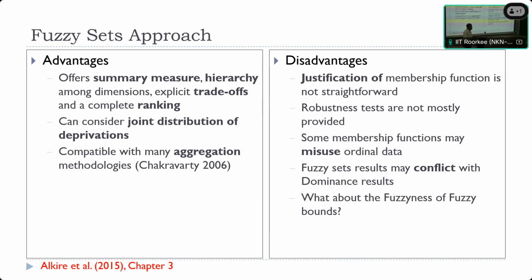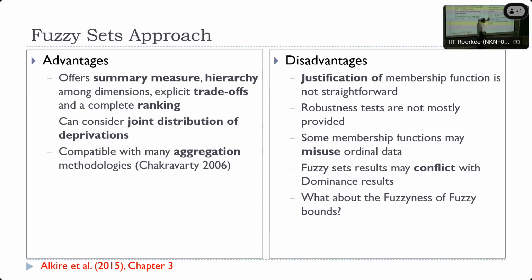First of all, the justification of the membership function is very complicated. People come up with different membership functions. Some say linear, some say convex, some say it is an S-curve. But again, it requires a lot of robustness checks. They are not mostly provided, but they should be done, and that could be done. That's not a problem. Some membership functions sometimes misuse ordinal data. We talked about ordinal data, right? When they just take the codings as the values 1, 2, 3, 4, you saw the problem with the ordinal, right? That is one problem.